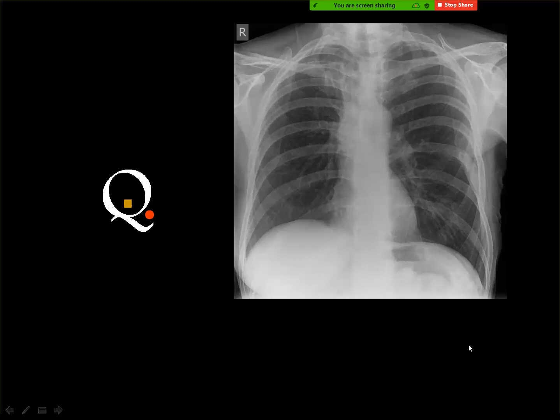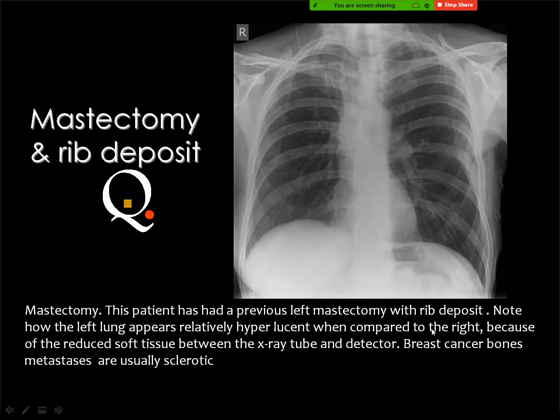Okay, and I gave you this notice many times before. If you are looking at a chest X-ray or CT of a female patient, look for the breast shadow, especially in the exams. And here there is mastectomy, and that's why there is hyperlucency here. And if you look carefully here, you see a sclerotic lesion in this part of the rib, and this was a metastatic deposit.